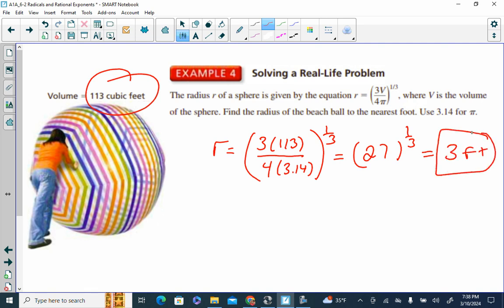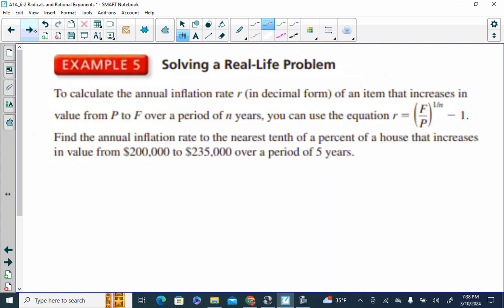Then our last problem today is calculate the annual inflation rate, R, in decimal form of an item that increases in value from P to F over a period of n years. You can use the equation R is equal to F over P raised to the 1 over n minus 1. Find the annual inflation rate to the nearest 0.1% of a house that increases in value from 200,000 to 235,000 over a period of 5 years.